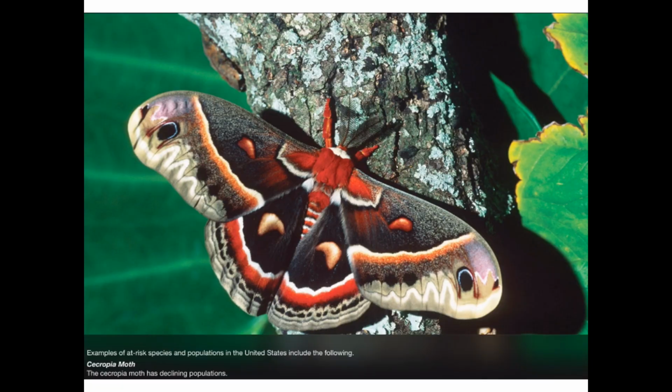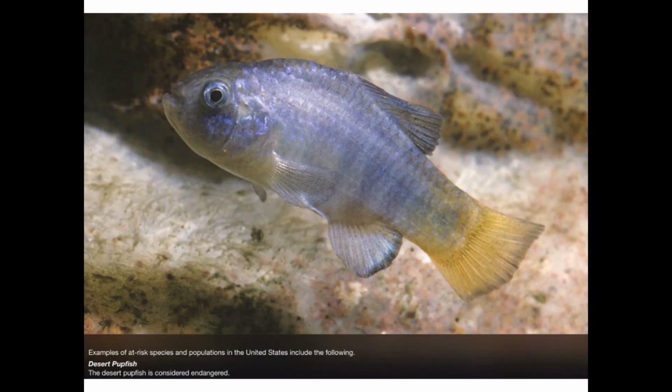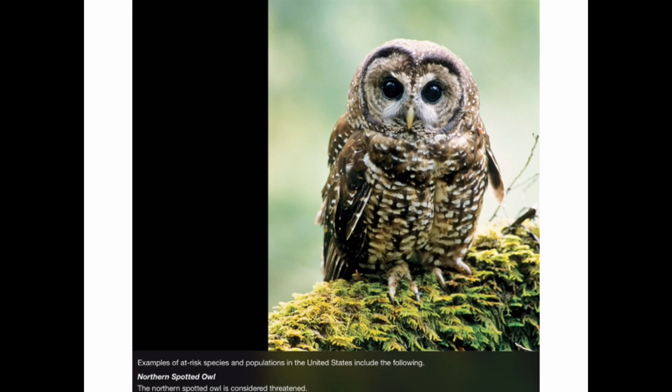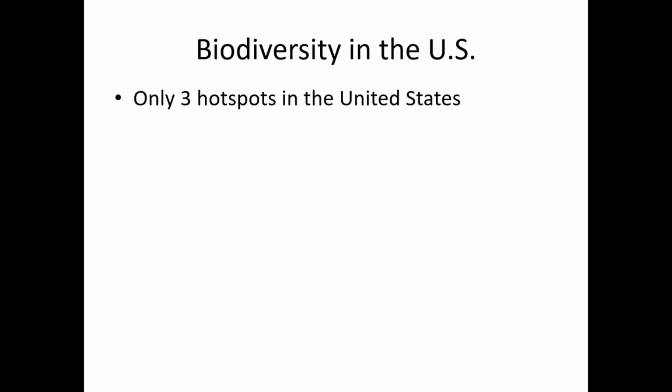These biodiversity hotspots seek to protect organisms like this Cecropia moth. Here's the tulip poplar tree, the desert pupfish, and then the northern spotted owl. These are all examples of organisms that are either threatened or endangered, and by setting aside those biodiversity hotspots, or identifying those areas as hotspots, we can hopefully try to save species such as these. I already mentioned the 3 hotspots in the United States, and that's it.